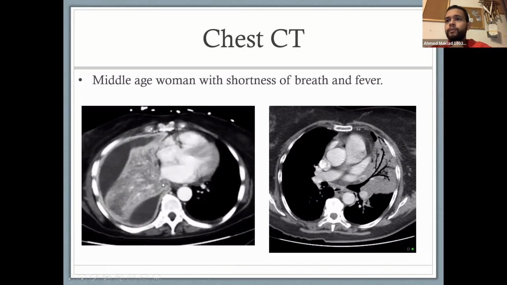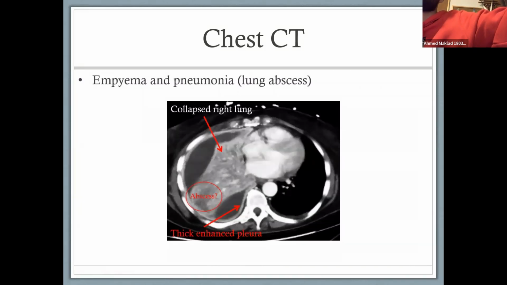All right. How to write that? Empyema. Is it mentioned on the next slide? Maybe it is. Yeah, there we go. See, empyema and pneumonia. So this is the lung. This is the collapsed right lung, and this is the empyema.